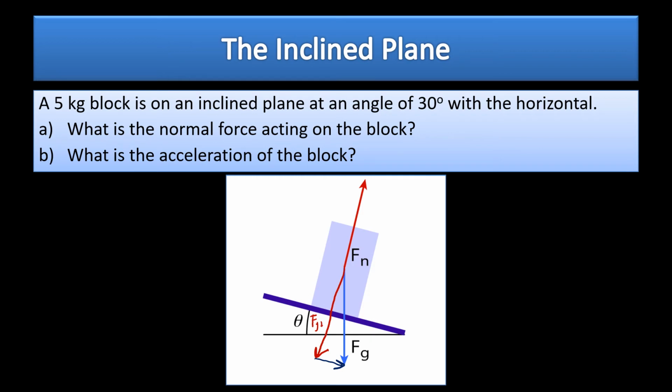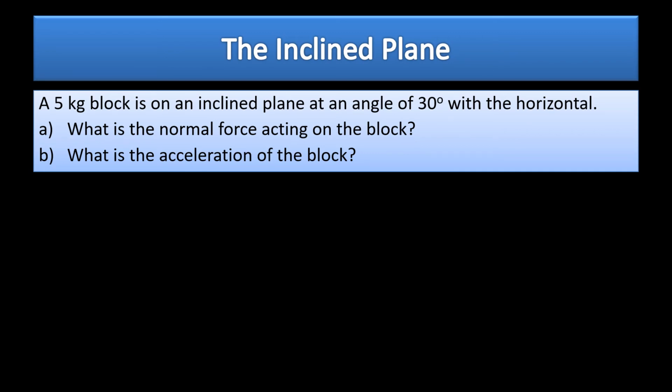So the strategy is to find the perpendicular component of the weight. See how we have a nice right triangle here? So we know how to do the vector components. Once you know the perpendicular component of the weight, you just set it equal to the normal force. You could pause the video and try to do that on your own, or you can keep watching right now. So we're going to draw our free body diagram.